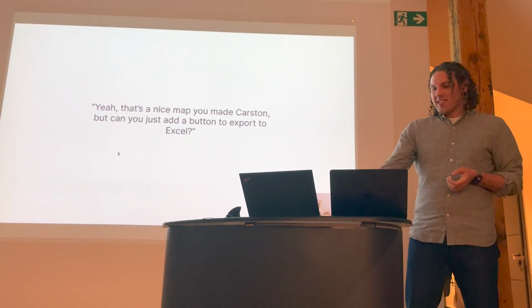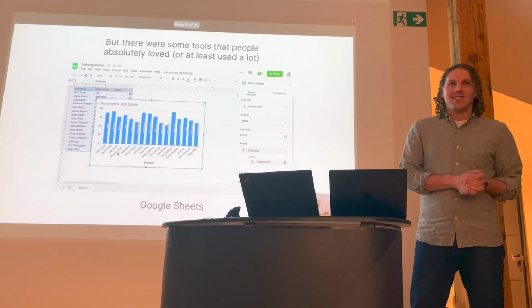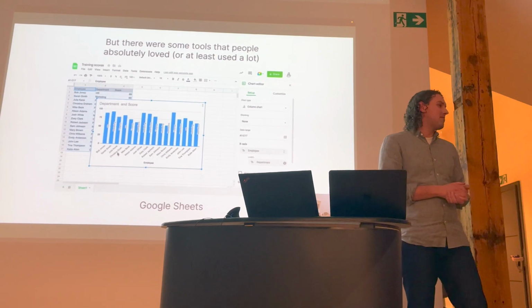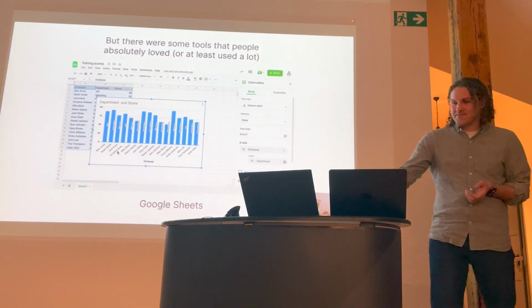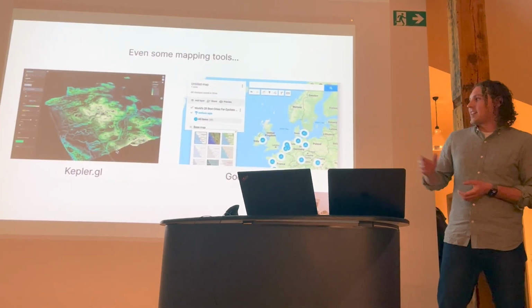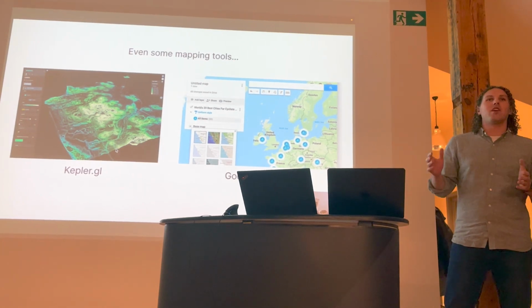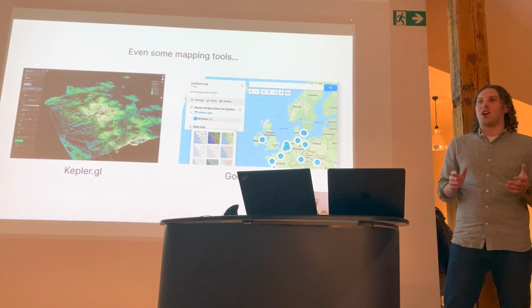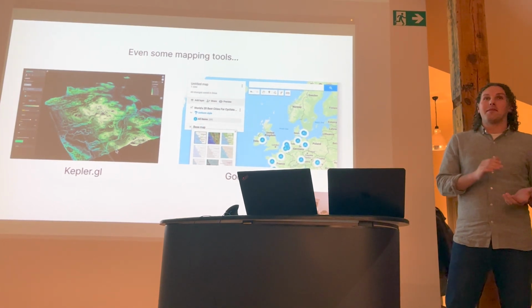So I started thinking, what did I do wrong? Because there were some tools that people seem to use a lot. Things like Google Sheets. Even mapping tools like Kepler or Google My Maps. So it clearly wasn't an issue with people not wanting to use technology, not wanting to use web apps. It was something I was doing wrong.